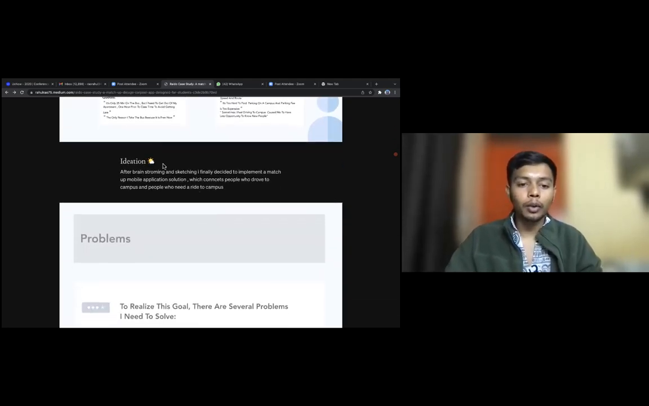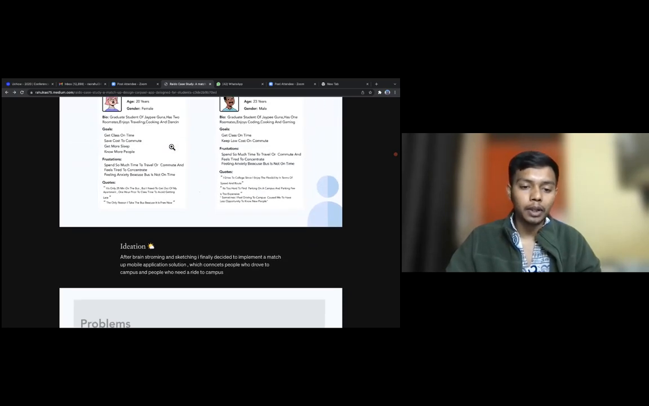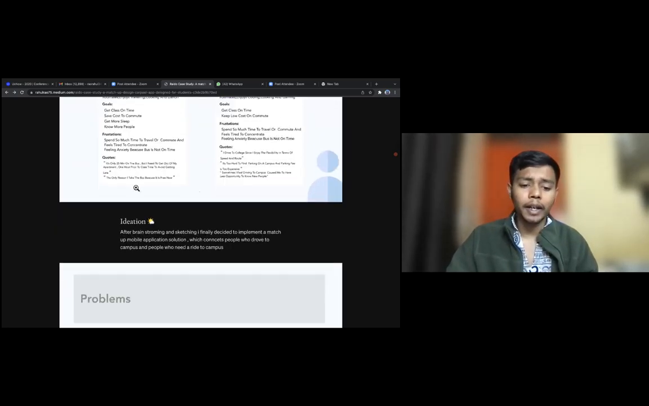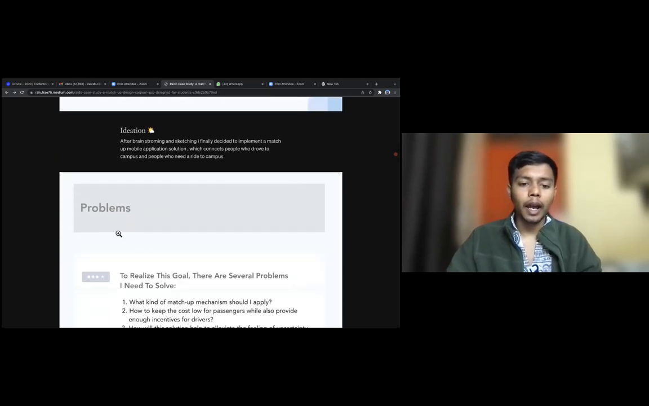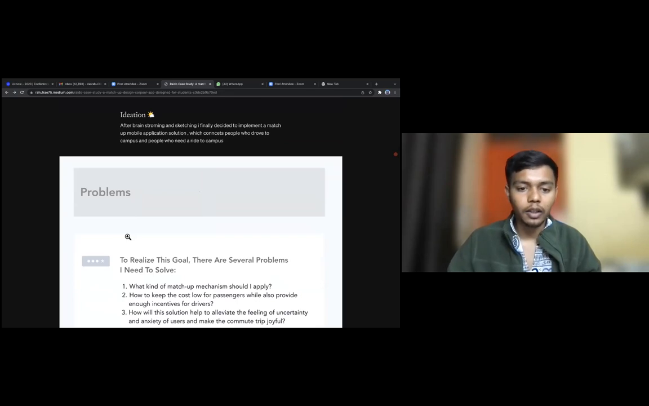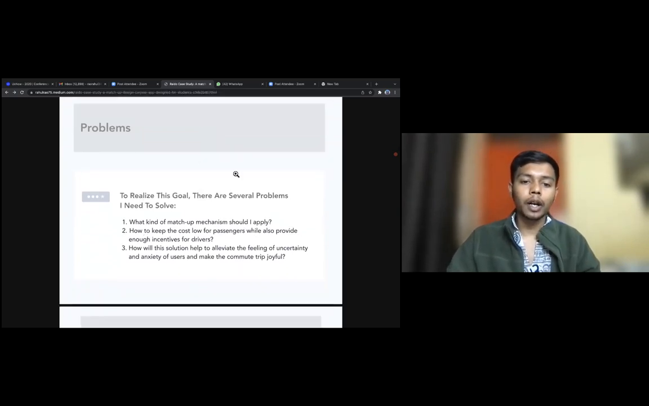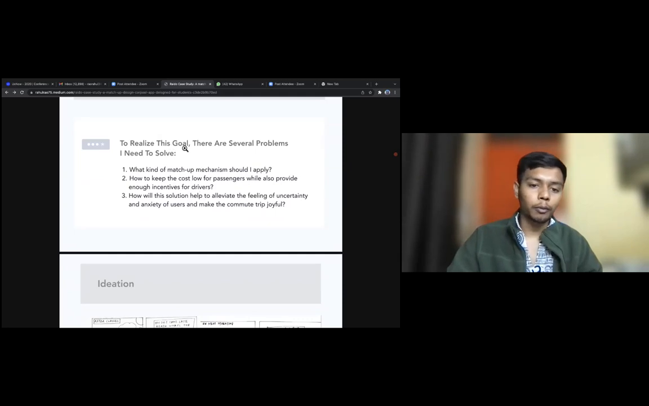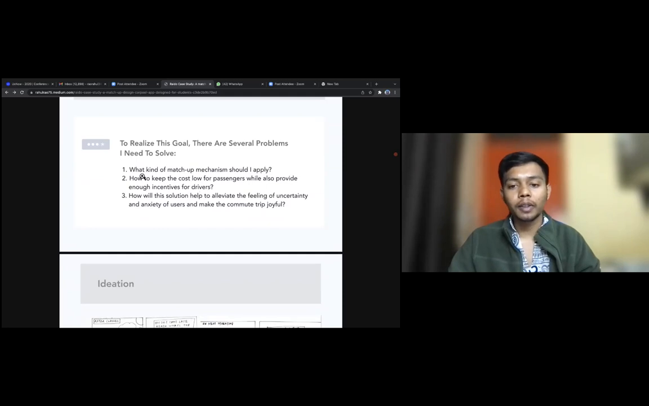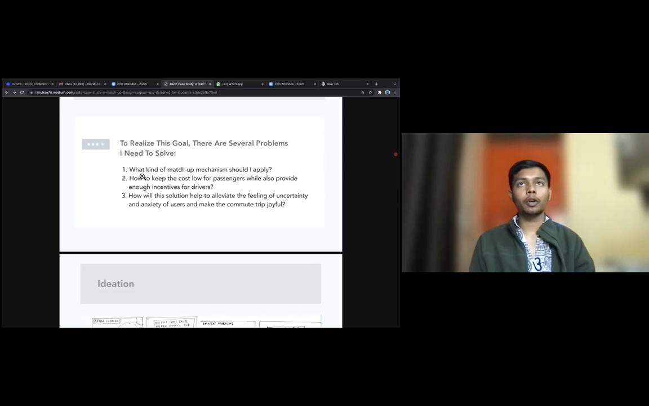So now let's come to the ideation part. This was the empathize part, and now this is my ideation part. I have ideated the problem statements and structured them in such a way that everyone could understand. To realize this goal, there are several problems I need to solve. First of all, what kind of matchup mechanism should I apply? How to keep the cost low for the passengers? While making any product, you should be in the middle, emphasizing the users, plus seeing the business side of the product also. So you have to balance both parts.